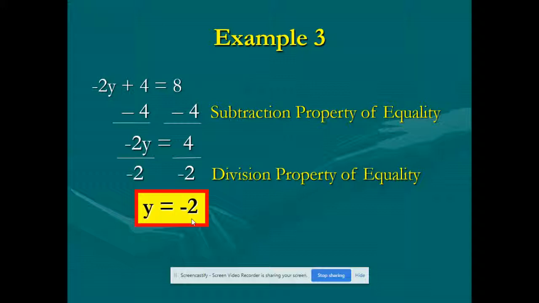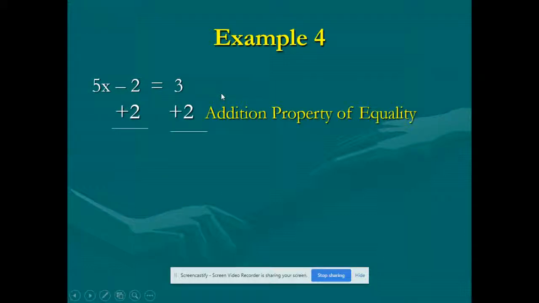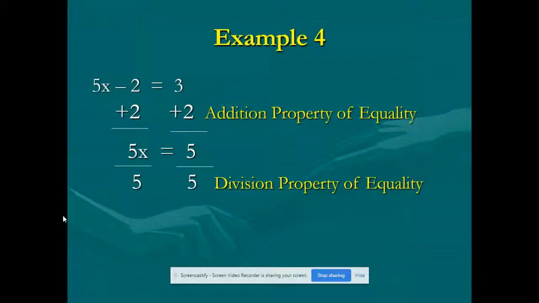Okay, last one, let's have a look. 5x take 2 equals 3. We've got to start with our subtraction, but we've got to change that to an addition. So we go plus 2, plus 2. Those cross each other out. 3 plus 2 gives you 5. So now we're left with 5x is equal to 5. What do we do? Well, x is being multiplied by 5, so divide by 5. We divide them both by 5. Those cross each other out, and we're left with x is equal to 1.